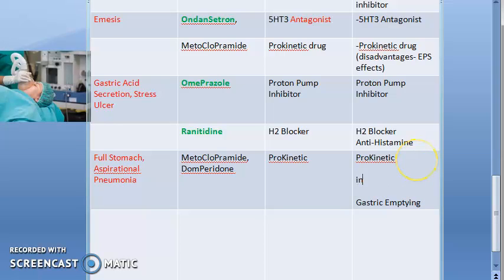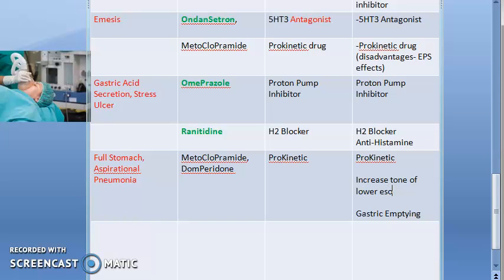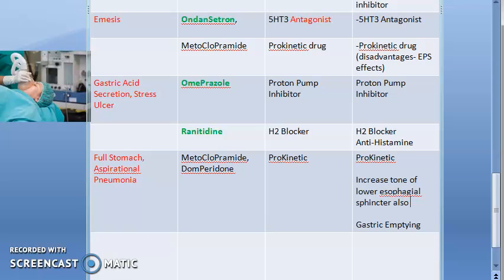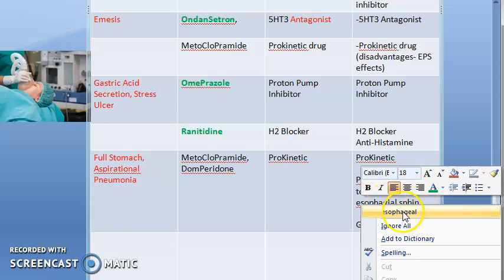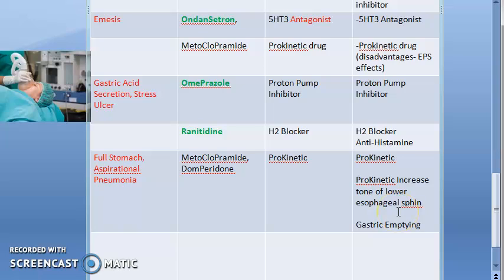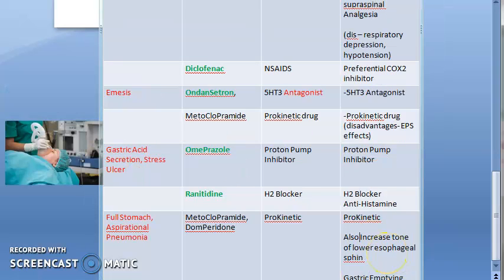So here they increase tone of lower esophageal sphincter also. Okay. They also increase the tone of the lower esophageal sphincter so that there will be no regurgitation, correct, from the stomach to the esophagus. So prokinetic drug it is, it will actually hasten gastric emptying, so towards the intestine, so that you can prevent aspirational pneumonia. Okay. So guys, we are done with all the drugs for pre-anesthetic medication.